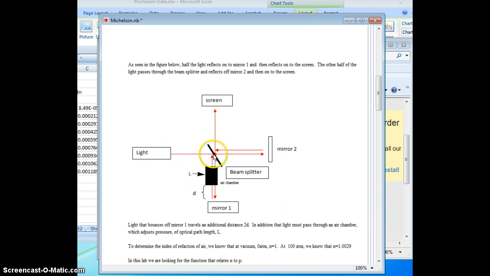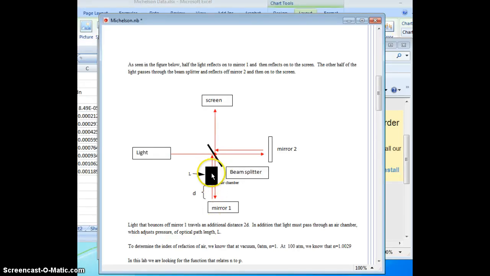We had light, and we had a beam splitter. Some of it reflected downwards towards a mirror, and that was the adjustable one, which created a gap of distance d. For this lab, what that distance was did not matter. We just adjusted it until we had interference patterns. That was all we had to do.